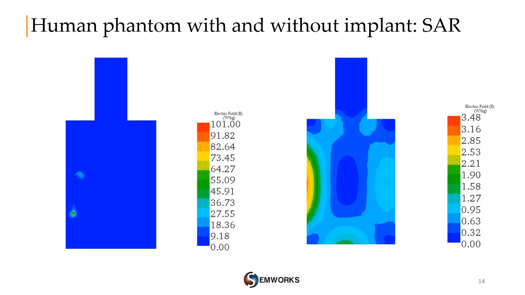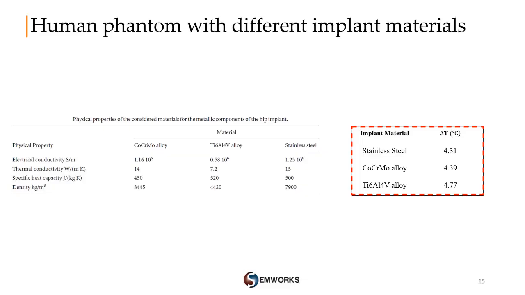which explains the high increase in temperature around the implant device. Now we made a small test. We changed the implant material to the most used materials for this kind of medical device, and we tried to check its effect on the RF heating rate inside the phantom. As you can see, the temperature rise is always bigger than 4 degrees Celsius for the three selected metallic materials: stainless steel, cobalt alloy and titanium.